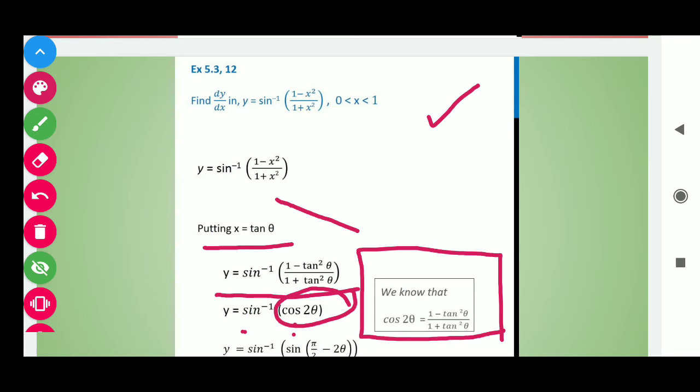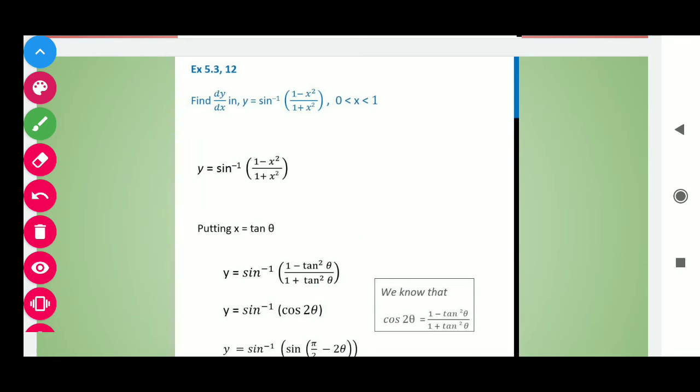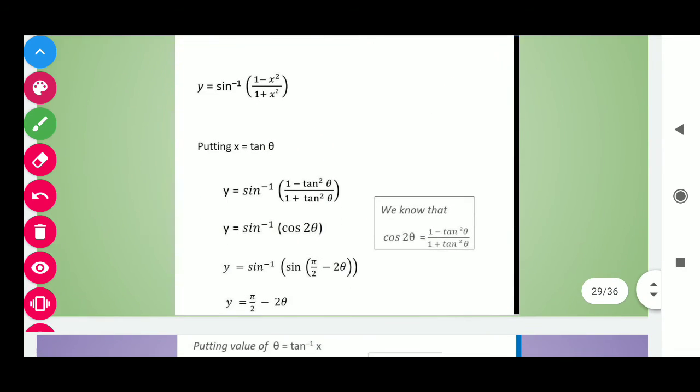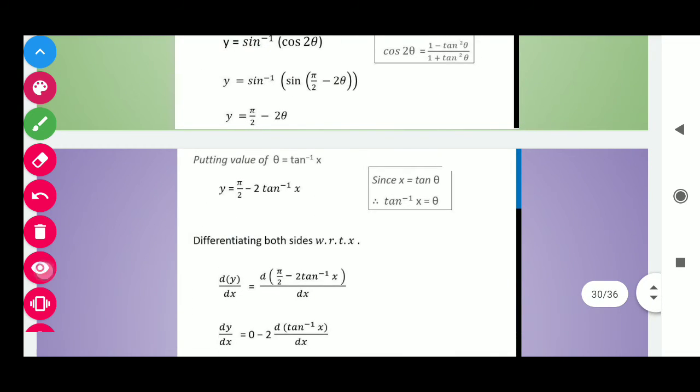So students, to convert we have only one method. Here you will write sine of (pi by 2 minus this angle). In this way we get sine inverse and sine, both are inverse functions, and we get pi by 2 minus 2 theta. In this similar way we will put the value of theta as tan inverse x. So we get here y is equal to pi by 2 minus 2 tan inverse x.